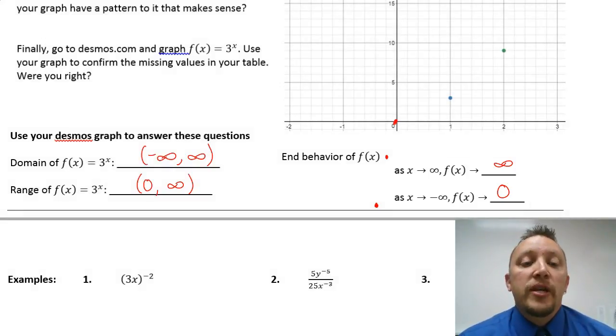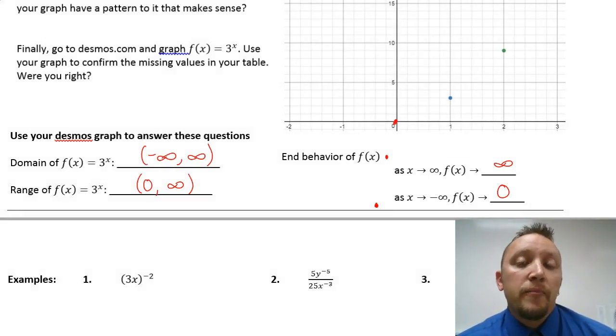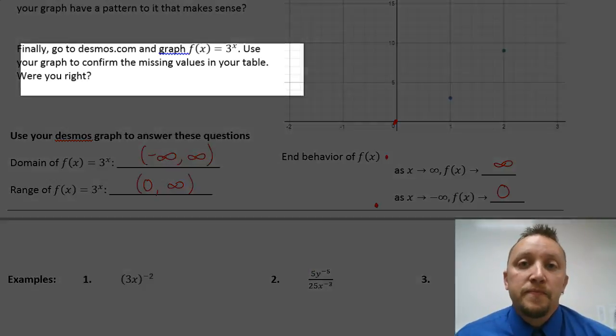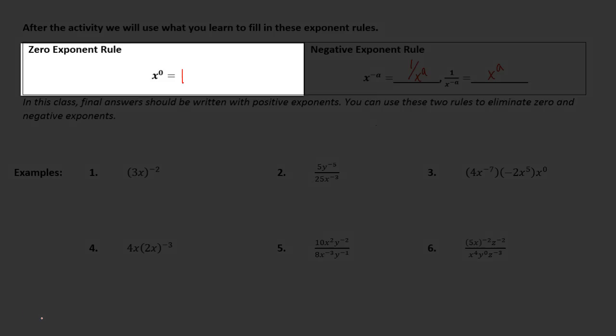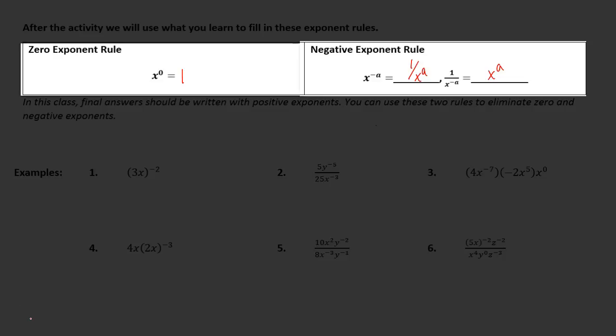Okay, so now let's look at some of the rules that you need to be familiar with before looking at the next examples. The first rule we're going to look at is called the zero exponent rule. It's pretty easy to remember. All you have to remember is that anytime you have an exponent of 0, your answer will always be 1. So x to the 0 is 1. Any number, any variable, even pi to the 0 power would be 1.